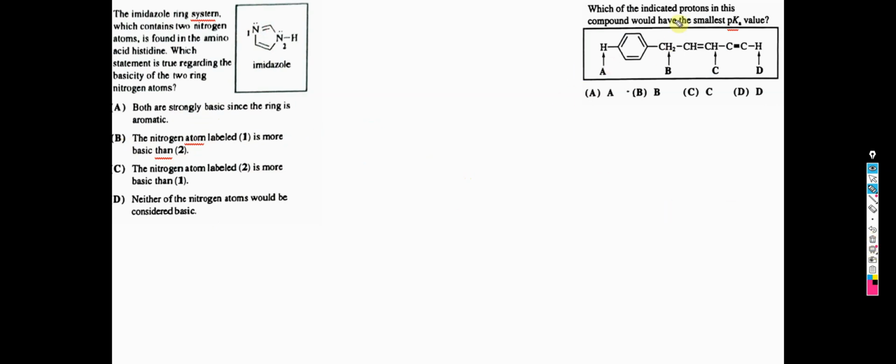Which of the indicated protons in this compound would have the smallest pKa value? So smallest pKa means highest acidity. Okay, alright, so if you look at all these atoms, this is connected to a carbon, connected to a carbon, connected to a carbon, connected to a carbon. They're all carbon connected. The only difference is some of them are conjugated, some of them are not conjugated, right?